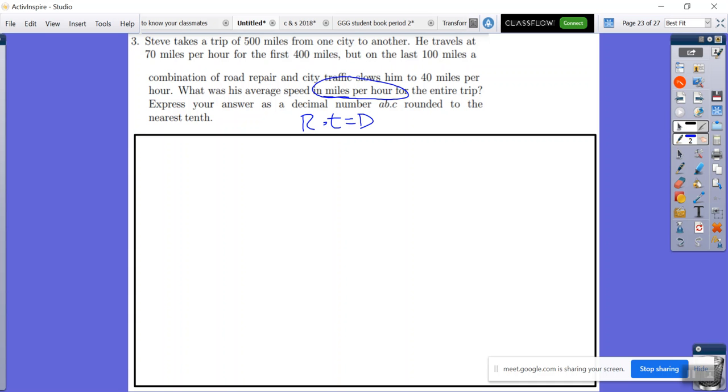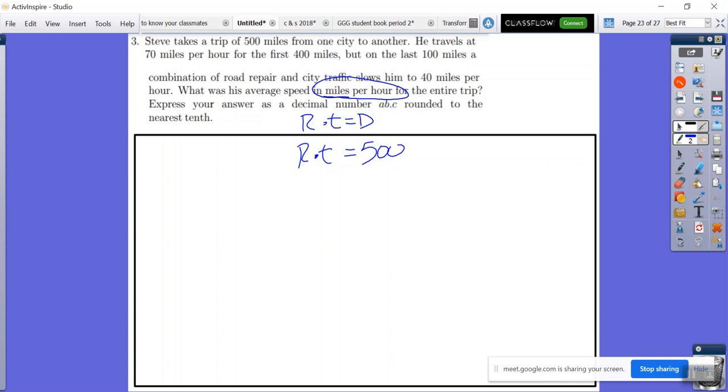Say no. No, okay, good. All right. Do we know the distance of the overall trip? Yes, okay, so we know the distance. So we know that rate times time has to equal 500.